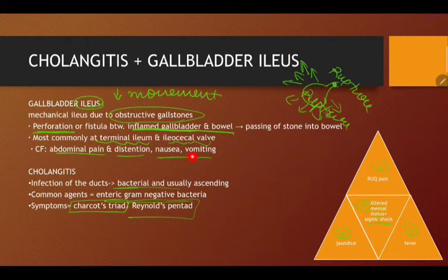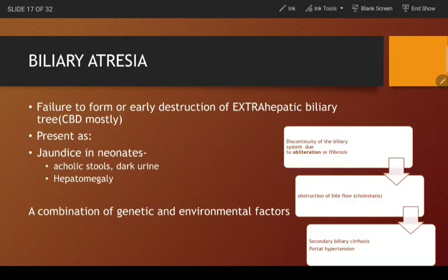Why? Because there's bacterial infection, right? And sepsis can lead to altered mental status and septic shock, both. That's the worst case scenario, all right? So with that being said, the last and the final congenital issue of gallbladder is biliary atresia. Because of some reason, whatever reason, atresia is absence, essentially. It's an absence of a thing.